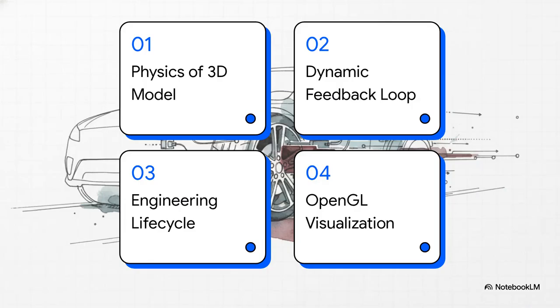Here is our technical roadmap for transforming raw physics into a working C++ system today. First, we'll look at the physics of the 3D model. Second, the dynamic feedback loop. Third, the strict engineering lifecycle. And finally, the OpenGL real-time visualization.